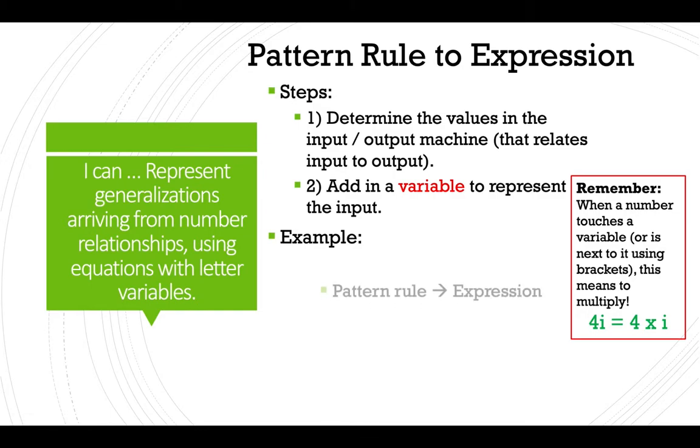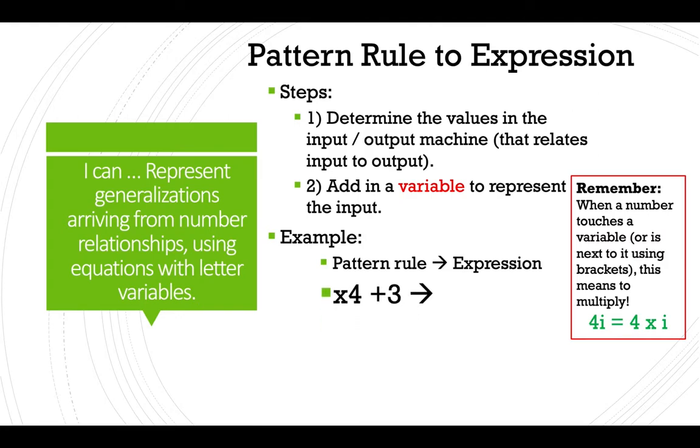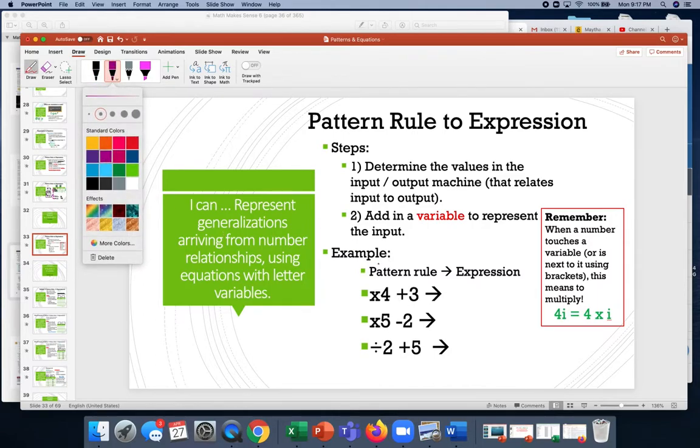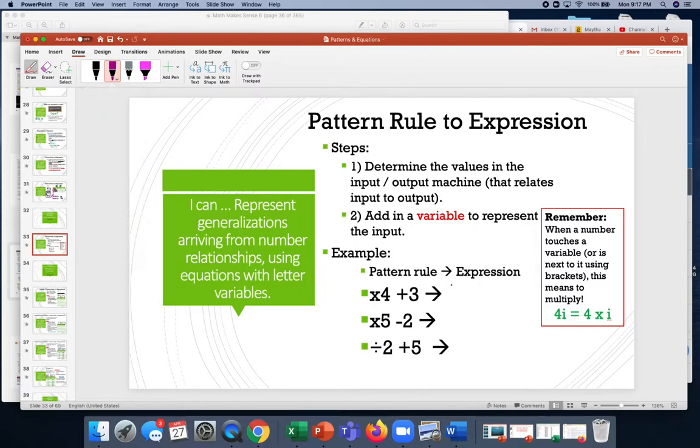Okay, so example, here we go. We're putting our pattern rule into an expression. Our first one is times 4 plus 3. If this was our first machine and this was our second machine, what would our pattern rule be? Okay, let's write that in. If we were in class right now, I'd have you do this, but you're just going to follow along. So here we're going to say 4i, because that shows multiplication, right? That's a sneaky little multiplication in there. And then it's just going to be plus 3. That's our expression.